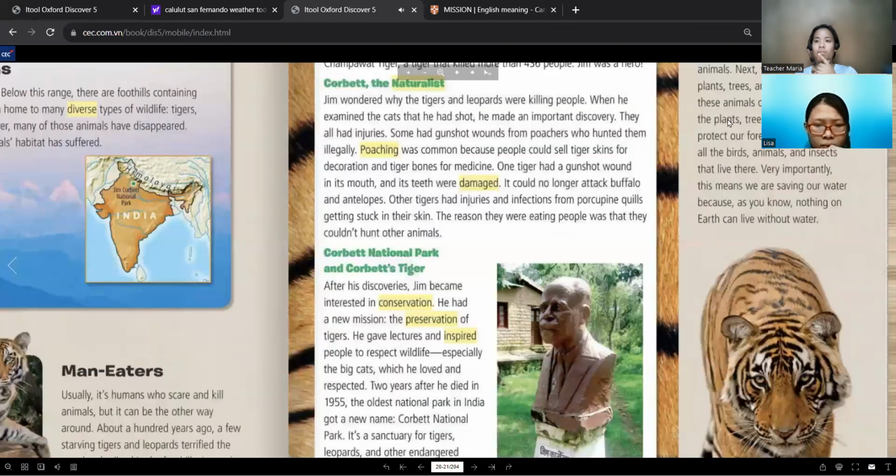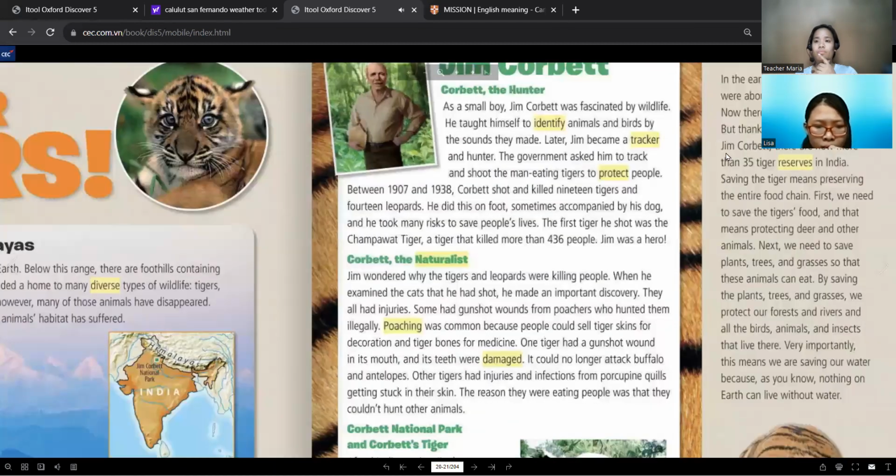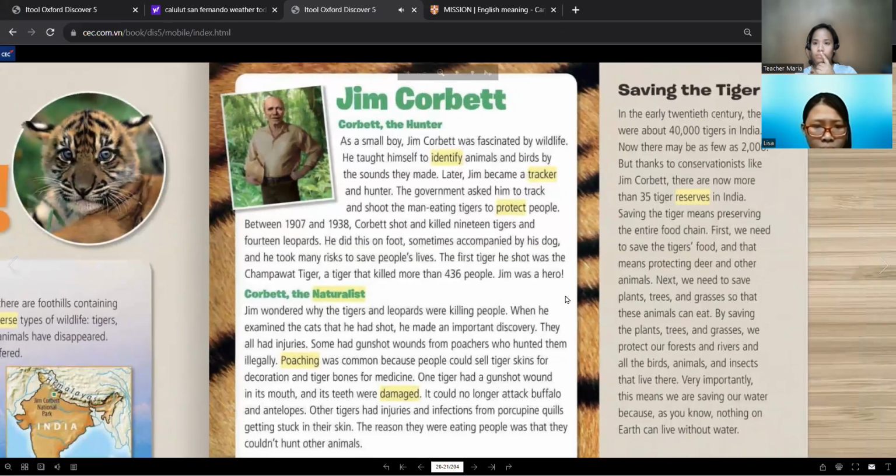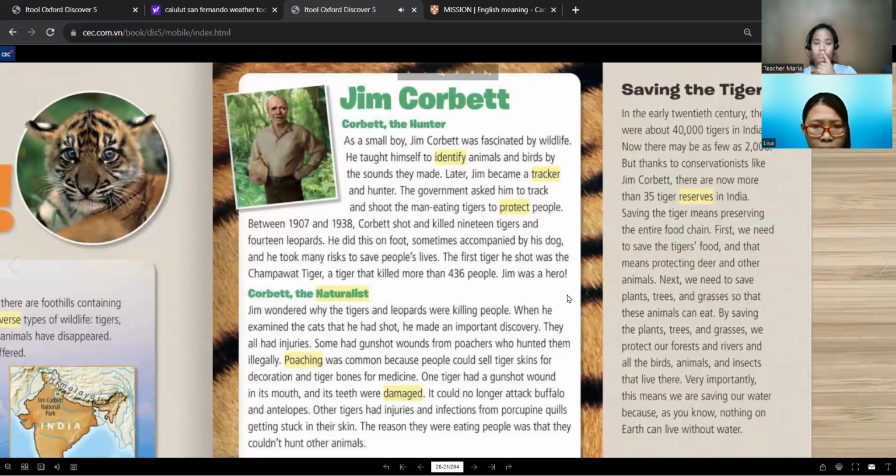Saving the tiger. In the early 20th century, there were about 40,000 tigers in India. Now, there may be as few as 2,000. But thanks to conservationists like Jim Corbett, there are now more than 35 tiger reserves in India. Saving the tiger means preserving the entire food chain.